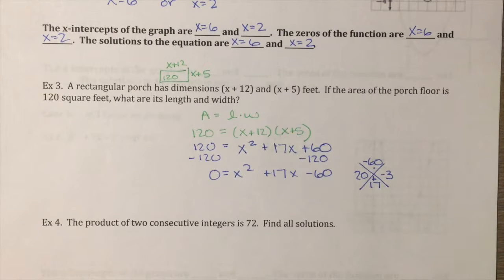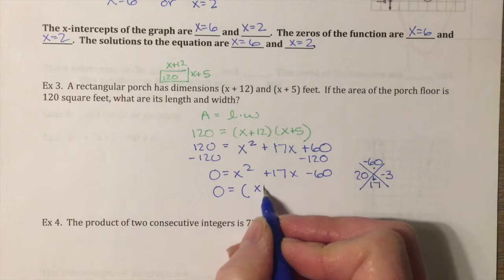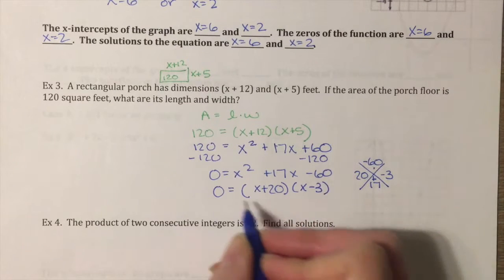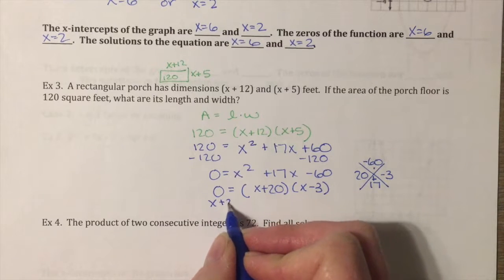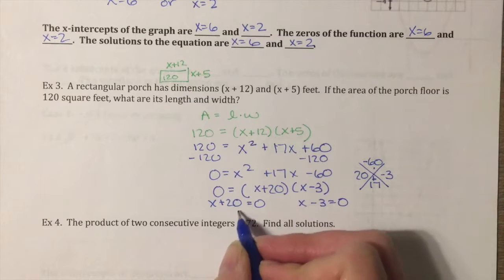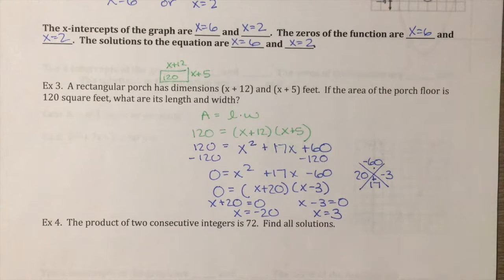Hopefully you were thinking about using 20 and 3. So this gives me x plus 20 and x minus 3. And I can set each equal to 0, and I get that x is negative 20 or that x equals 3.